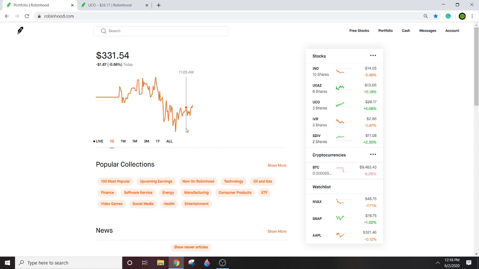Overbought means that a lot of people are buying it and the stock value goes up. Oversold means everybody's selling it, dumping their shares, and the stock value goes down.